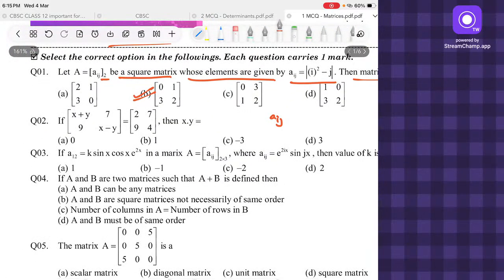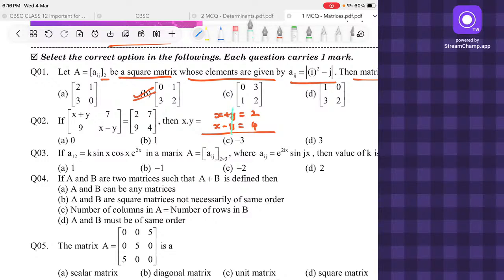Then the second question: you observe that these two matrices are equal. If any two matrices are equal, then corresponding elements should be equal, that means same position elements should be equal. This is the condition. Then if same position elements are equal, these are the equations we get. Then you simplify these equations, then plus y minus y.